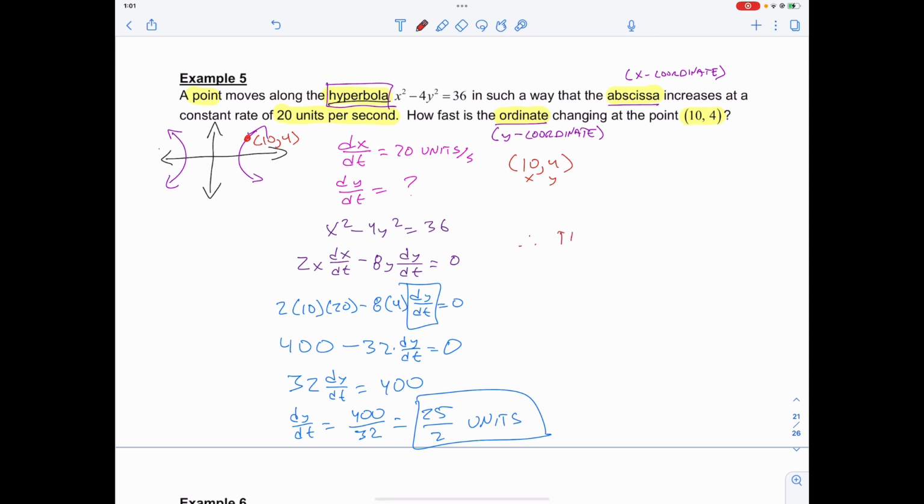Therefore, the ordinate is changing at a rate of 25 over 2 units per second at the point 10 and 4.